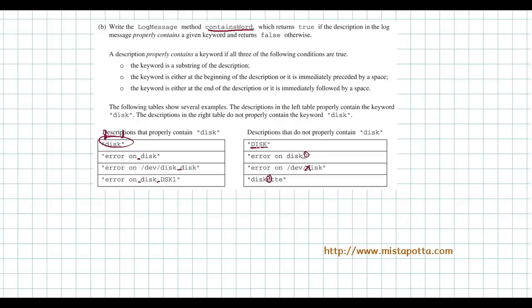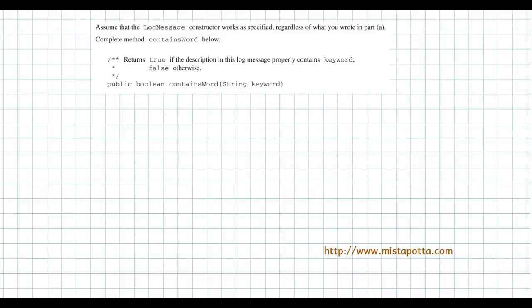Now, if this looks familiar, this should look like something we did in our Magpie video. And I'll have a link to it up here so you can see how we did it in our Magpie lab. But I want to talk about how we're going to do this. First thing I need to do is to say, is this keyword anywhere in my message? So I'm going to say int spot gets description dot indexOf keyword. And if spot is equal to -1, then go ahead and return false, because if it's not anywhere in there, then there's nothing really for me to look at.